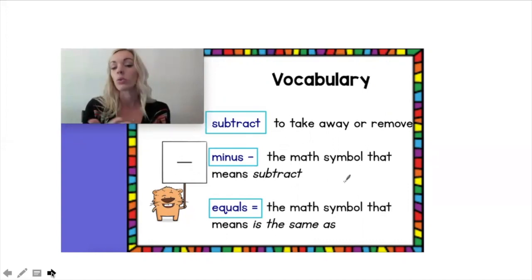Okay, and whether we're adding or subtracting, we need to be sure to understand the word equals. And this is what the equal sign looks like. It's the math symbol that means the same as. It gives us a place for the answer. So one side should be the same as the other side if they are equal.